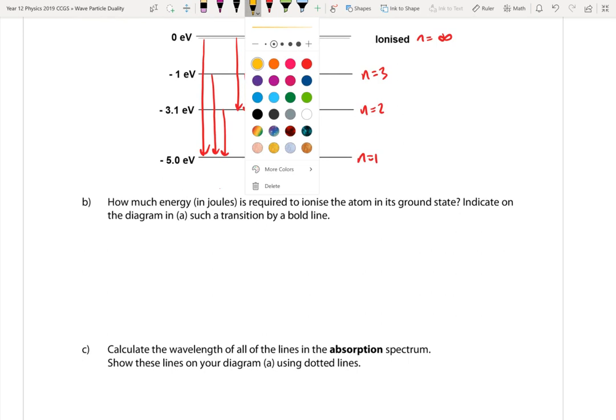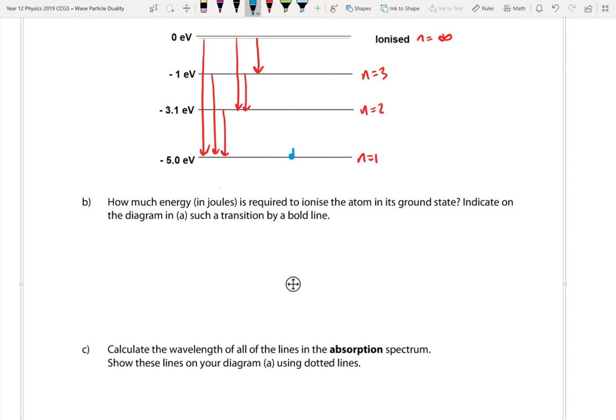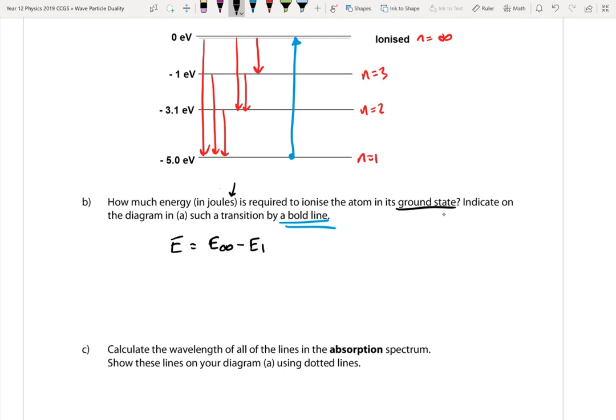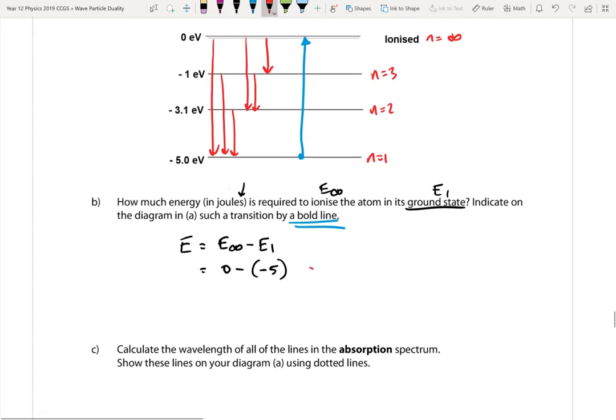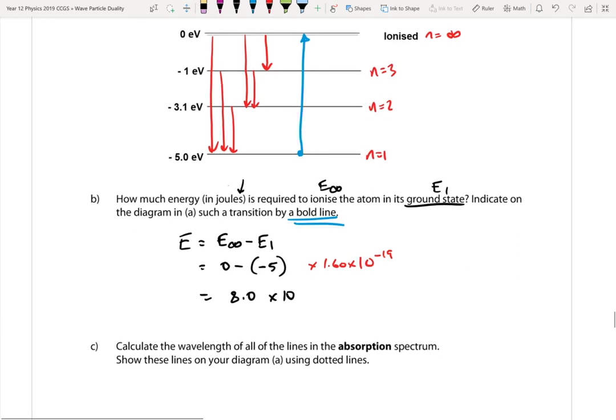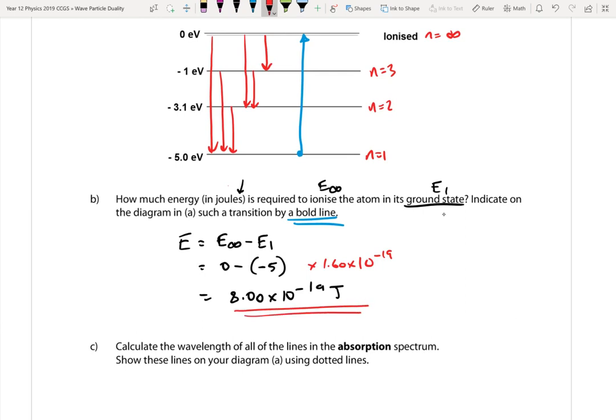Indicate the transition to ionize on the diagram with a bold line. So it has to start at the bottom and work its way up. There's our bolded line. How much energy in joules? Ground state, so 0 minus 5. So 5 eV converted is 8.01 times 10 to the minus 19. Oh, it's actually 8.0. I used too many sig figs last year. That's naughty. There's our answer.